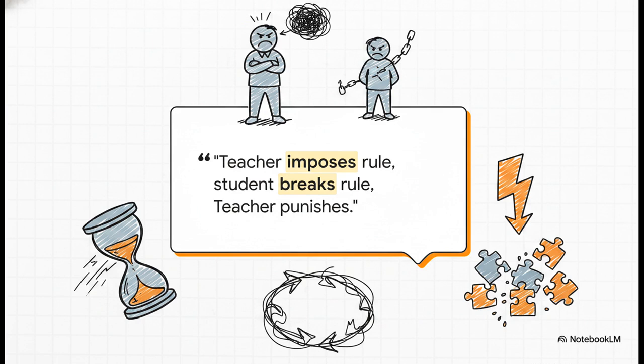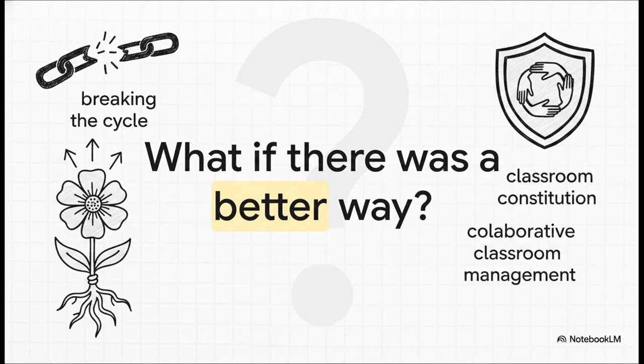Does this little cycle look familiar to you? I bet it does. It's that exhausting loop so many of us get caught in. You feel like you're in this constant power struggle, and by the end of the day, you're just drained. And the students, well, they just feel disconnected. But what if you could actually break that cycle? What if the answer wasn't about coming up with more rules or stricter punishments, but about flipping the script entirely?